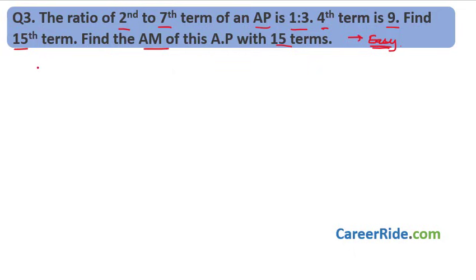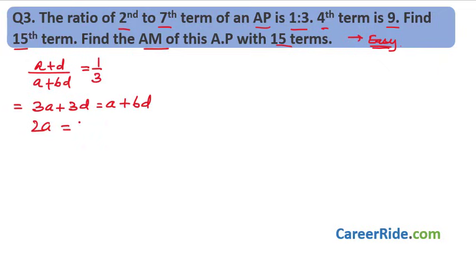So it is given to us that the ratio of second to seventh term is 1/3. So the second term can be written as A plus D, and the seventh term can be written as A plus 6D, and the ratio is given to us as 1/3, right? I have just written what is given to me in the question. So this gives me 3A plus 3D is equal to A plus 6D, which means 2A is equal to 3D, and this gives me the relation between A and D. So A upon D is equal to 3/2.